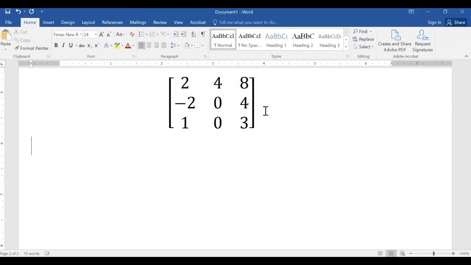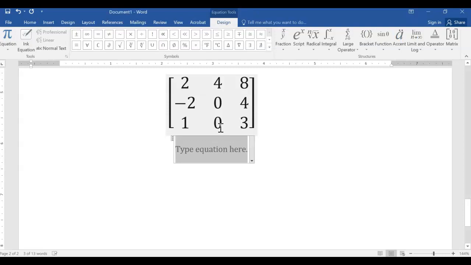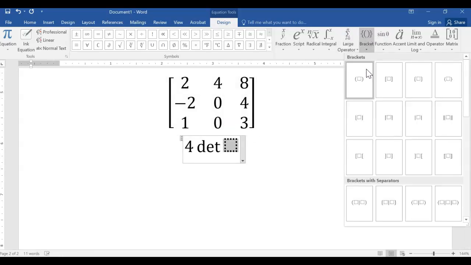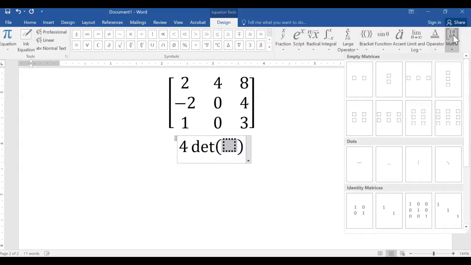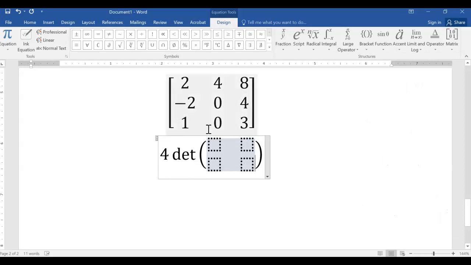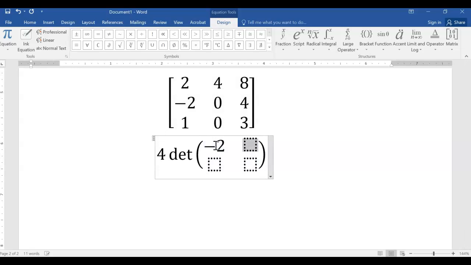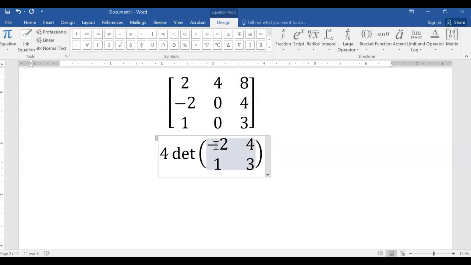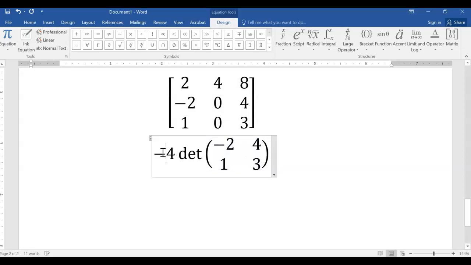Let's do a column expansion on column number 2. So we're going to do 4 times the determinant of the submatrix. I know I'm forgetting the brackets every time, but that's times the submatrix negative 2, 4, 1, 3. By the way, this 4 is in row 1, column 2, so we're going to put a negative on the front of that.